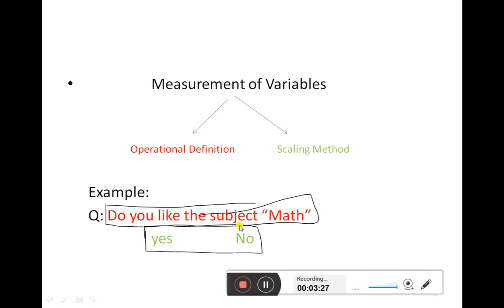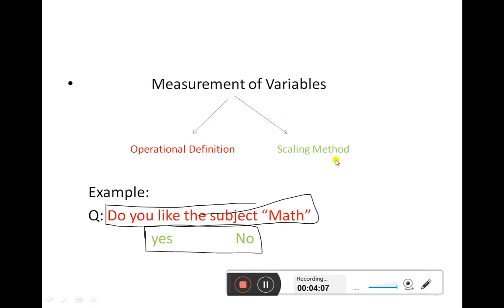Now if you focus, students, this question, do you like the subject math, it is a statement, it's a question. How did this statement come into being? It is basically the concept of operational definition. In other words, this question or statement came into being through operational definition. Under this question you will find the yes and no option. This yes or no option came into being through the scaling method.